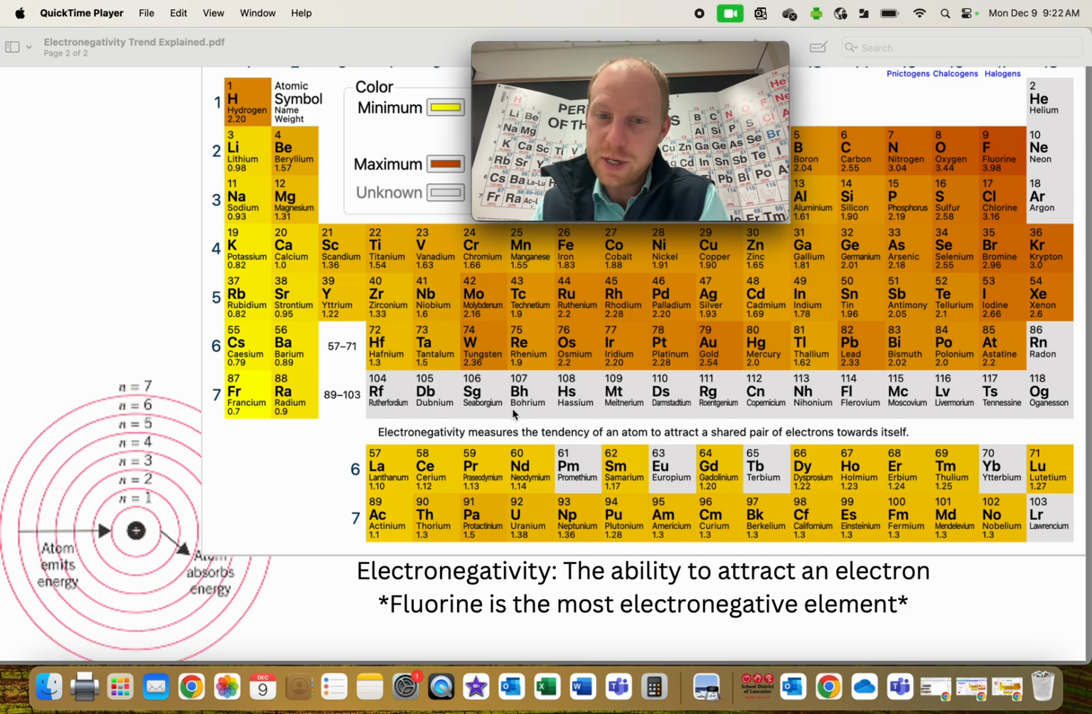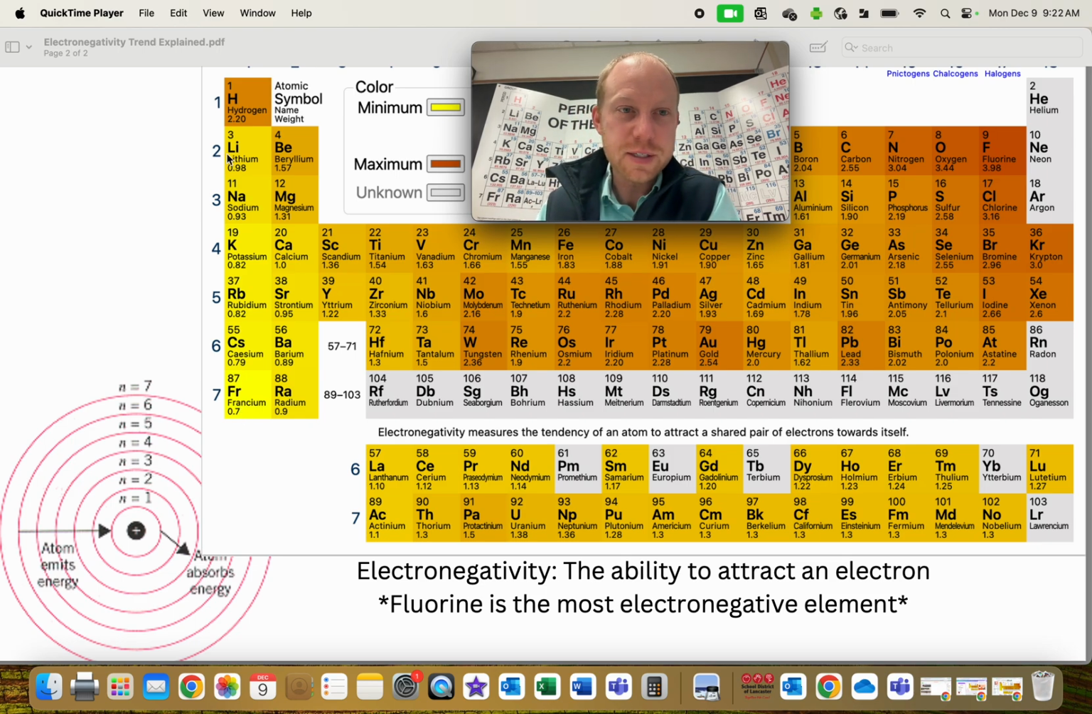This is a screenshot from a site called ptable.com. If you've never been, it's awesome. Each number below the element shows the electronegativity for that element, fluorine being the most electronegative. As you move from left to right in a given row, the electronegativity increases as you move toward fluorine. And as you move away from fluorine, as you move down, the electronegativity value decreases, with francium being the least electronegative element.